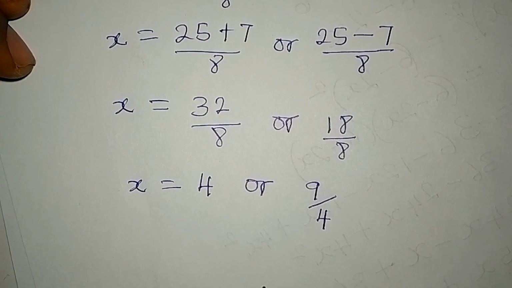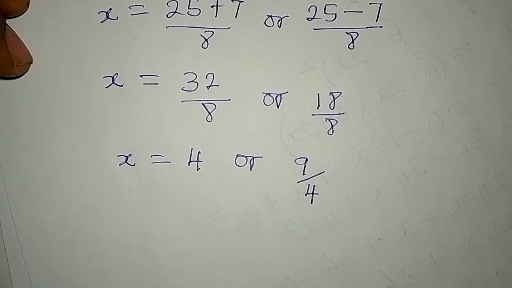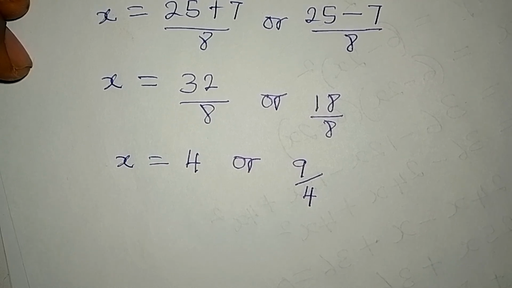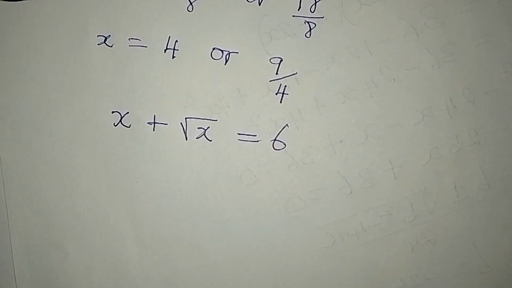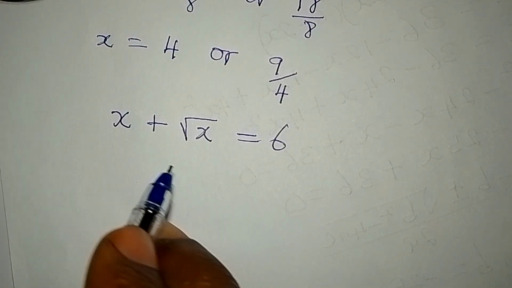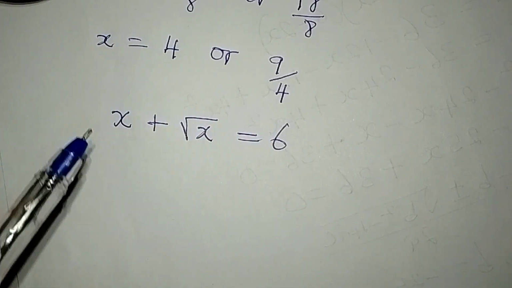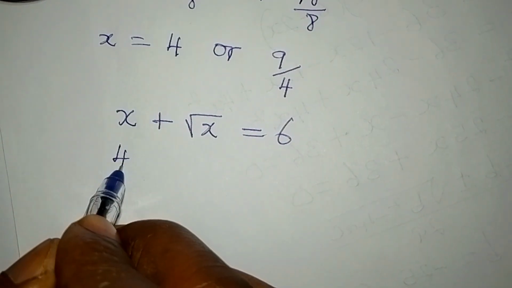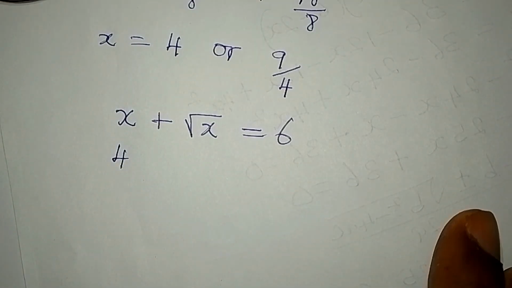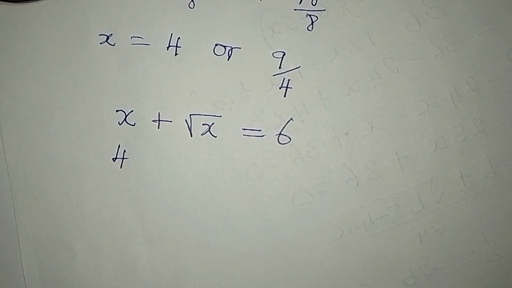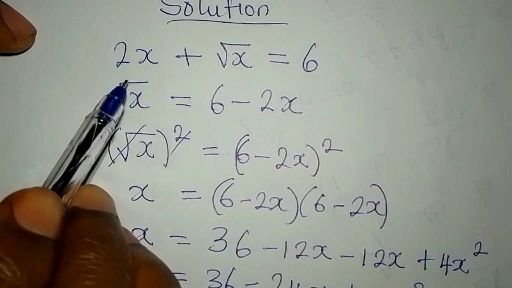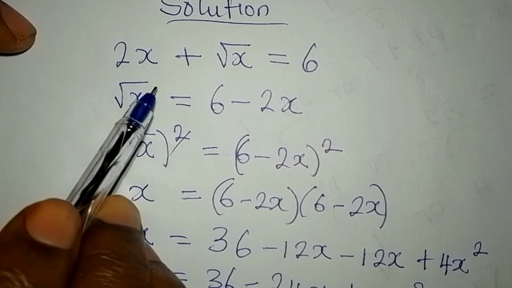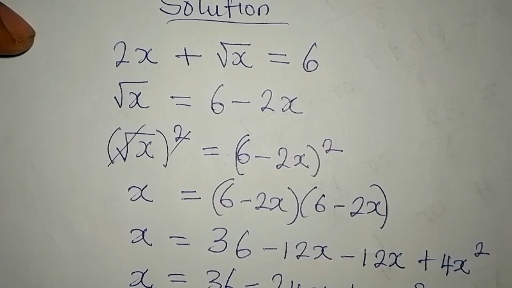Now let's put this back into the equation and see. The original equation remains. Okay, so now let's put in the first value of x. If we put 4 here, let's confirm the original equation once again. The original equation is 2x plus square root of x equals 6.